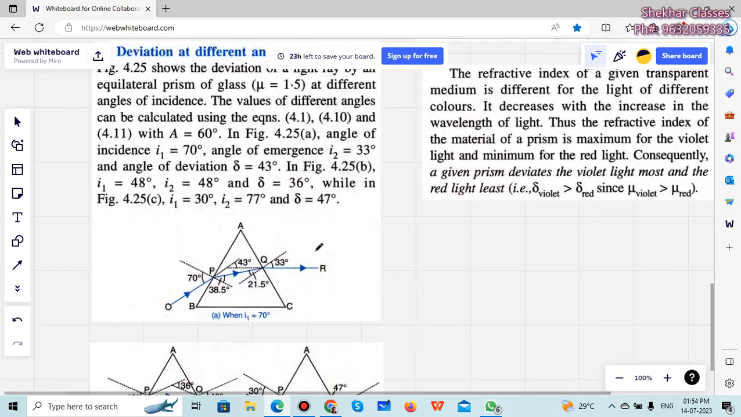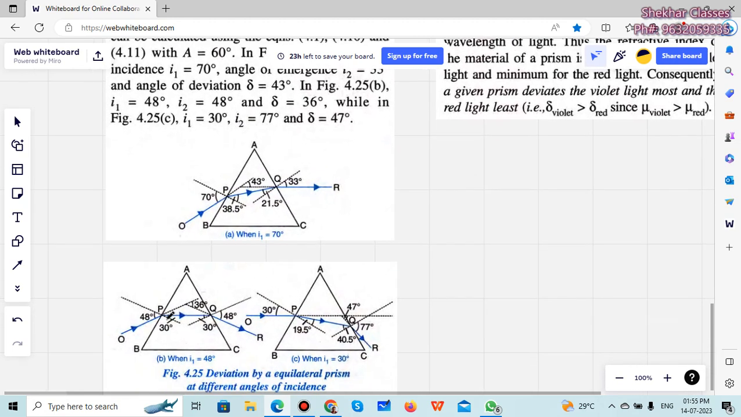In this figure, when the angle of incidence is 70 degrees, you can see the ray is not parallel to the base. It is going in this way, and the angle of emergence is 33. They are not equal here. The angle of deviation is 43. Remember this part. When we decrease the angle of incidence to 48, the ray becomes parallel to the base, and the angle of emergence is also 48.